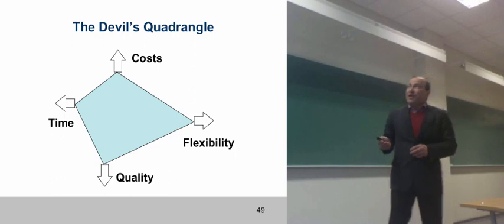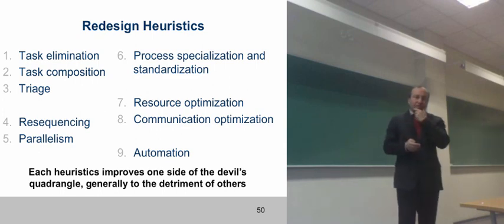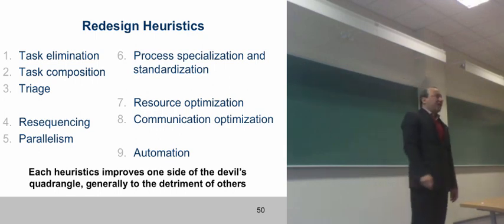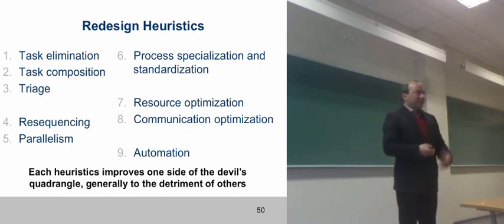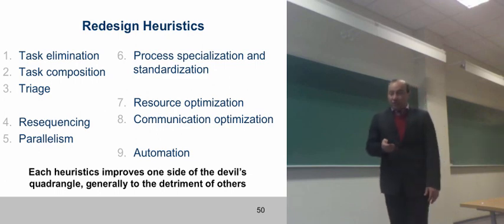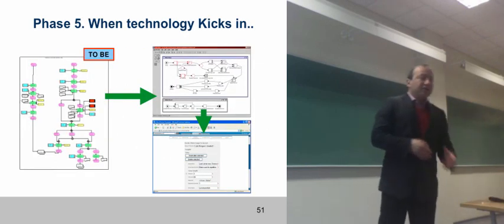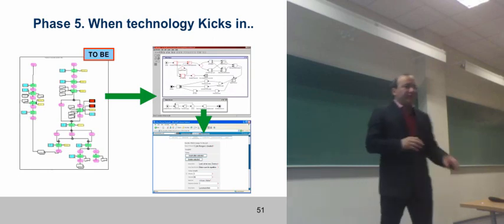And for that, we're going to see 9 heuristics that are going to give us ideas on how we can address the different problems in the process, out of which only 2 of them, communication optimization and automation, are most IT related. The other ones are before you apply IT. So 7 heuristics before you apply IT, and 2 heuristics where you apply IT. That's going to be lecture 7.